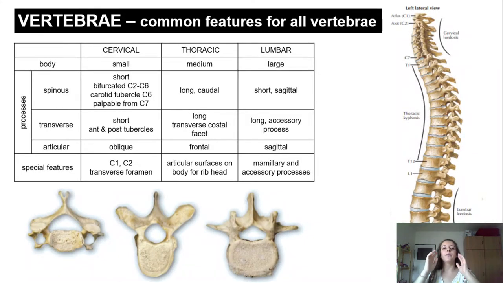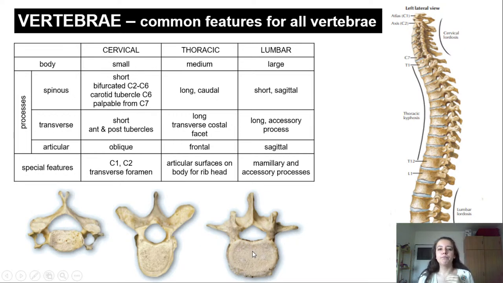So, vertebrae, common features for all vertebrae. This table that you see here, Dr. Yuka made it last year during the lecture. I guess he also did it this time. It is really helpful for recognition and differentiation between vertebrae. On the bottom here, I hope you guys can see my arrow, we have the three different vertebrae. This is the first one on the left. It is the cervical, then thoracic, and then lumbar.